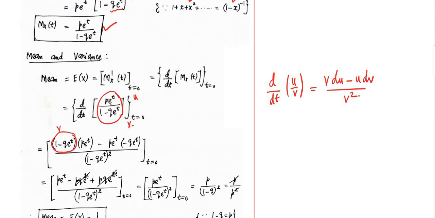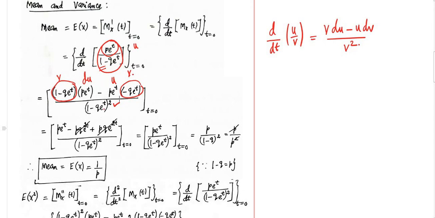So this is v du. Differentiation of p e power t is p e power t, which is du, minus u. u is p e power t into dv, which means differentiation of the denominator: differentiation of 1 is 0, differentiation of minus q e power t is minus q e power t, divided by v square. When you apply t equal to 0, the second term gets cancelled with the third one. After that, I think before applying t equal to 0 itself, it has got cancelled. And after this, when you apply t equal to 0, all e power t values will be 1, because e power 0 is equal to 1. We are replacing the t value with 0 here. So this will be rewritten as p divided by 1 minus q whole square.